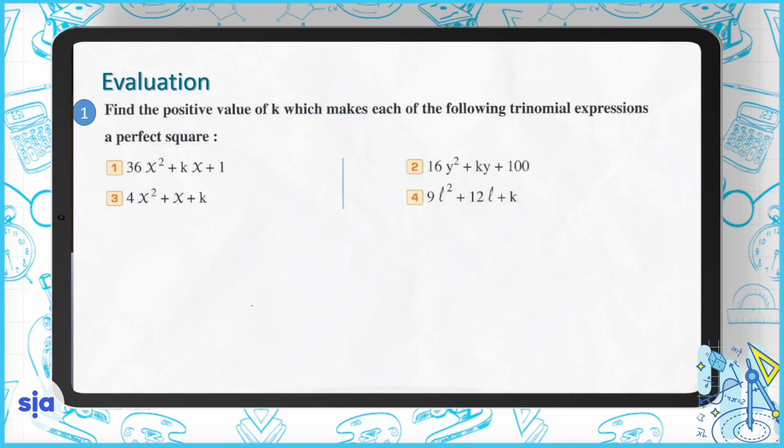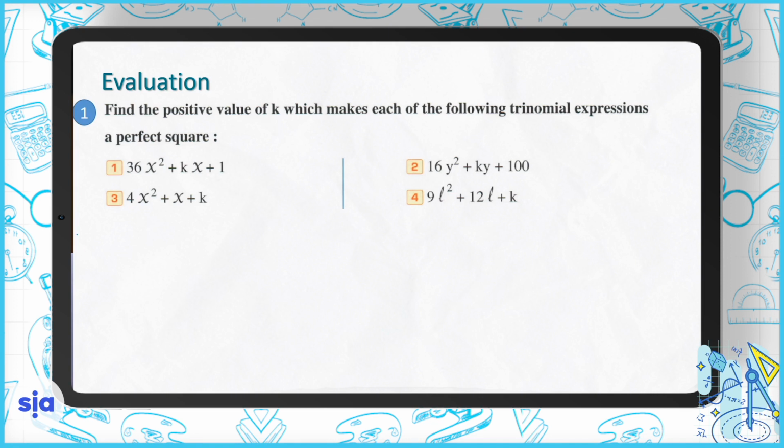And now it's the time for you, dear students, to check your understanding. When we come to the evaluation part, it's time for you to solve on your own. So now when you see the questions, answer them on your own and then play the video again to check your answer. Find the positive value of K is the same idea of finding the positive value of C.